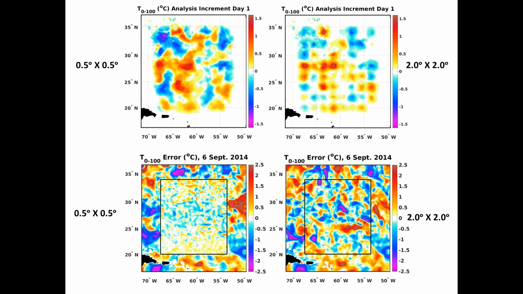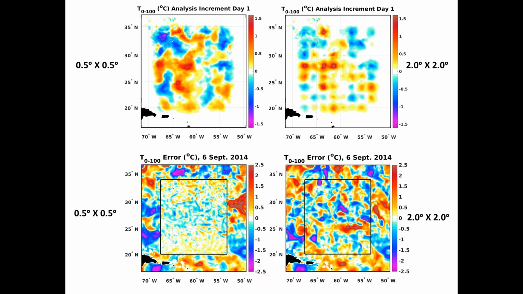This is the same for upper ocean average temperature. You see what looks like a quasi-continuous analysis increment or correction pattern on day 1 with 0.5 degrees, but again, the polka dot pattern at 2 degrees. And again, the snapshots on 6 September show large error reduction with high resolution sampling and minimal error reduction with more coarse sampling.